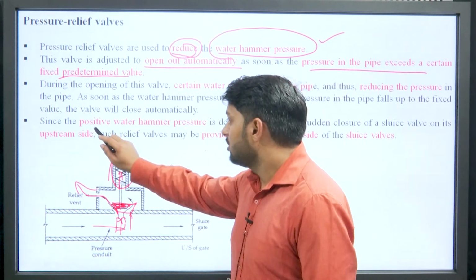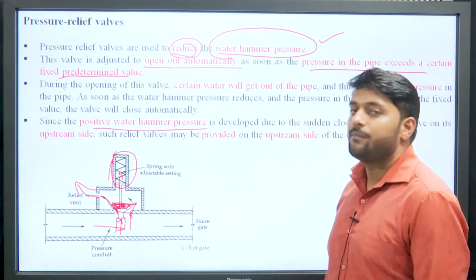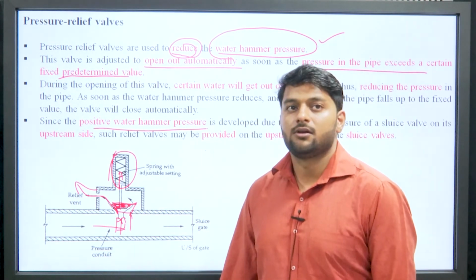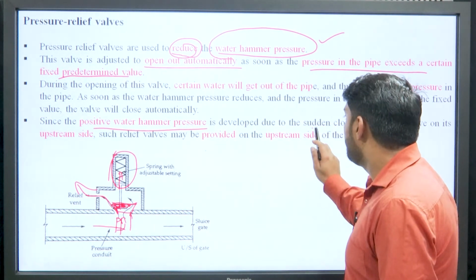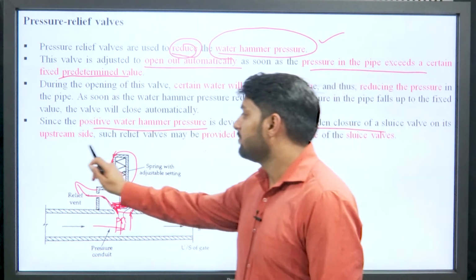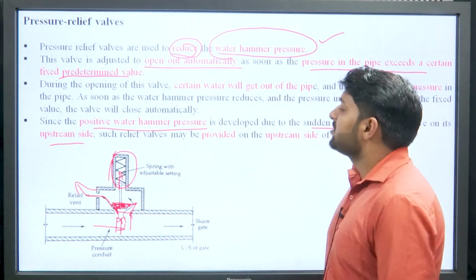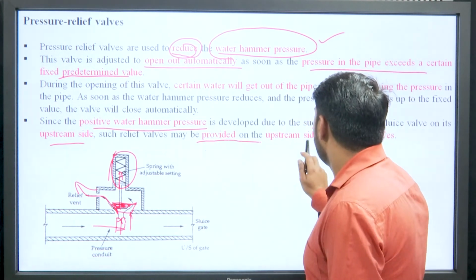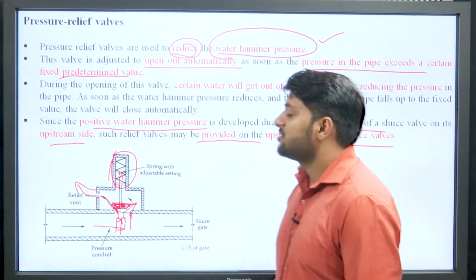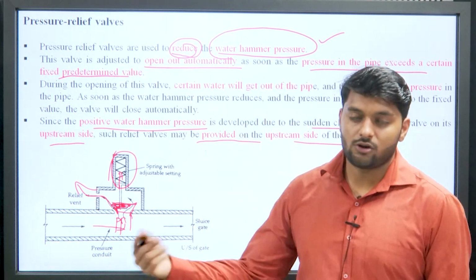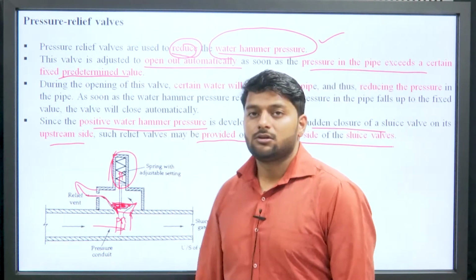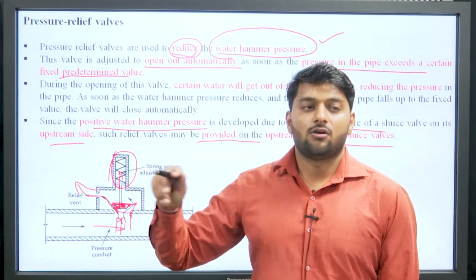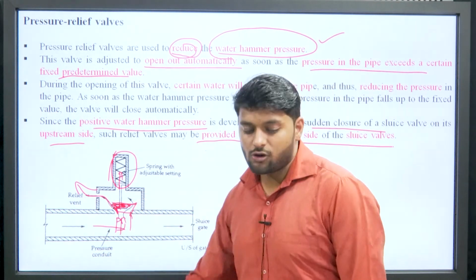Okay. So, the water hammer pressure developed is a positive pressure. So, where should it be provided? Again, it should be provided on the upstream side, such as on the upstream side of a sluice valve, because then the pressure will be easily released and the pressure acting on the valve is also low.